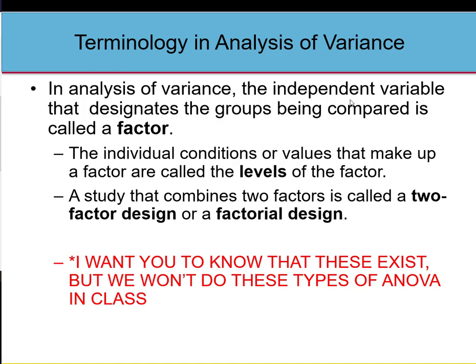In this chapter, we're only going to cover one-way analysis of variance, which means we have one dependent variable. It's also called an outcome variable. One dependent variable and one independent variable. But there are ways we could do a 2-factor design, or what they call a factorial design, where you have 2 independent variables and you're assessing the outcome variable on those 2 different ones, like gender and ethnicity. I want you to know that those exist, but we're not going to do that type of ANOVA. We're just going to stick with one-way analysis of variance.